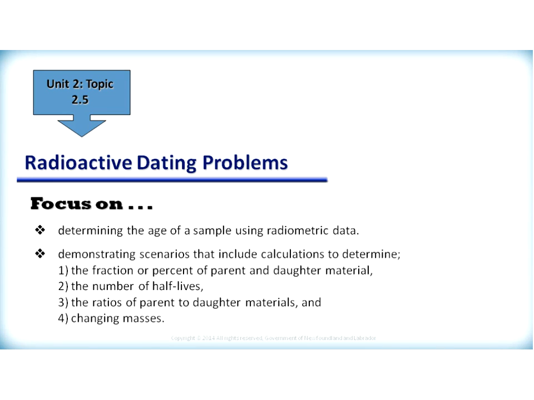Unit 2, Topic 2.5, Radioactive Dating Problems. This presentation will focus on determining the age of a sample using radiometric data, and also demonstrating scenarios that include calculations to determine, number 1, the fraction or percent of parent and daughter material, number 2, the number of half-lives, number 3, the ratios of parent to daughter materials, and number 4, changing masses.